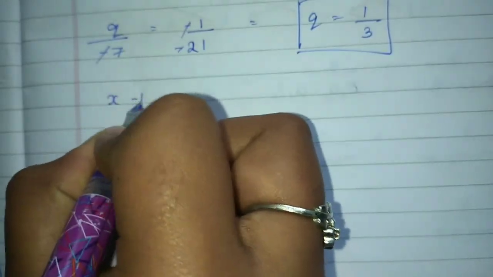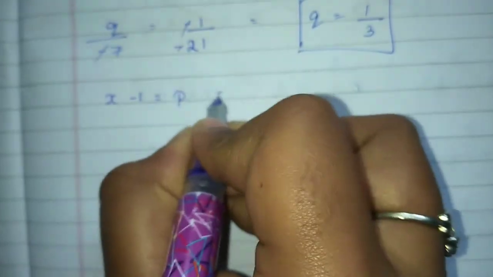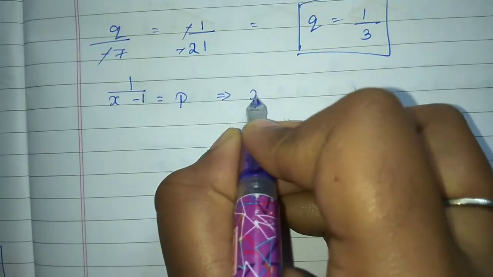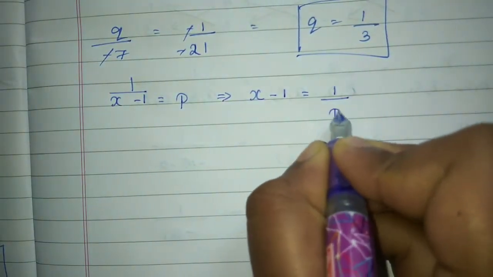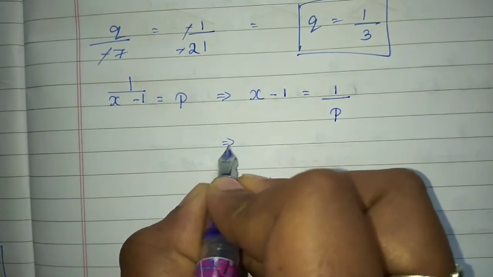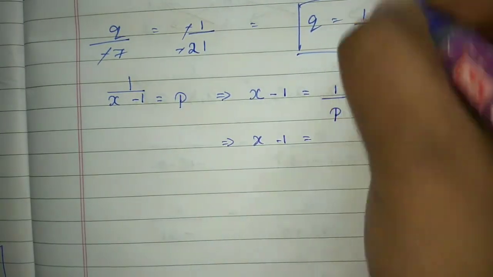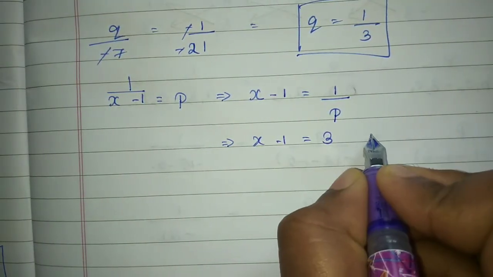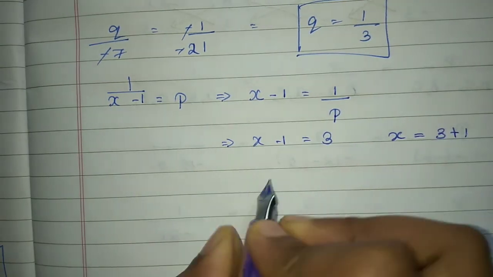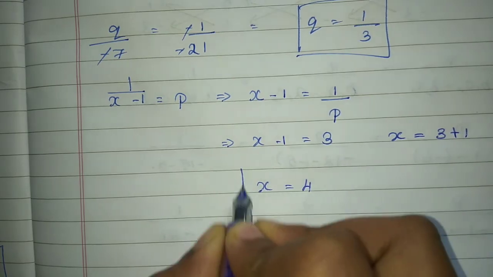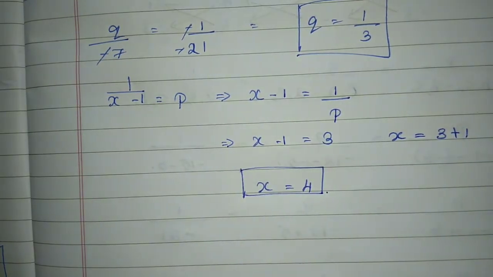So 1 by x minus 1 is equal to p. So x minus 1 is equal to 1 by p. So here x minus 1 is equal to, what is 1 by p? It is 3. So here x is equal to 3 plus 1. So x is equal to 4. The value of x is 4.